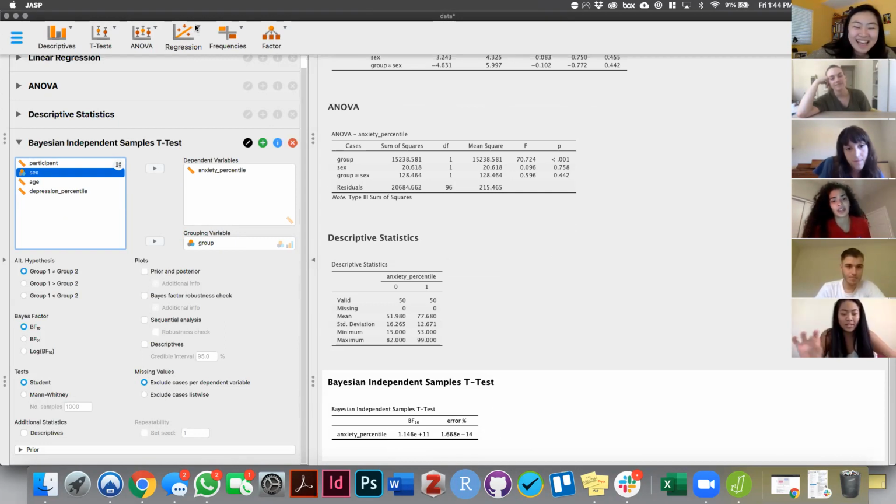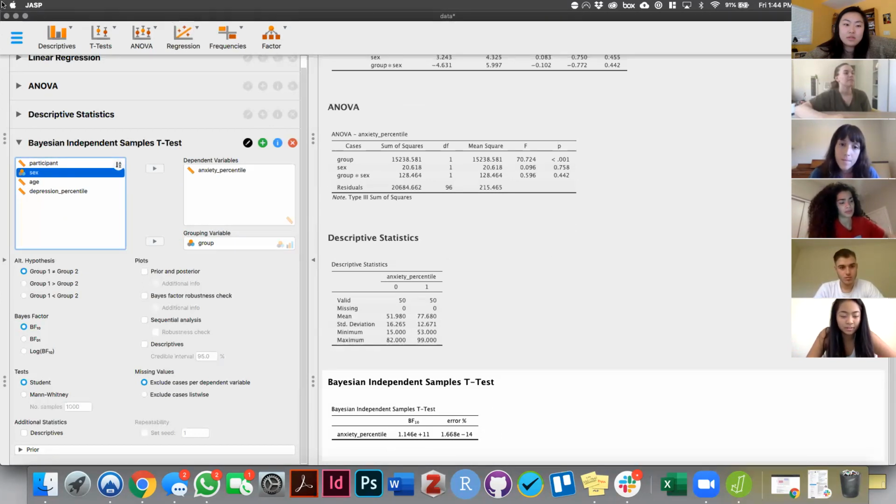But I feel like it's just knowing the terms and what they mean. Yeah, interpreting the output is a little bit complicated. But it would be like that on SPSS too. I think these outputs are almost exactly the same.